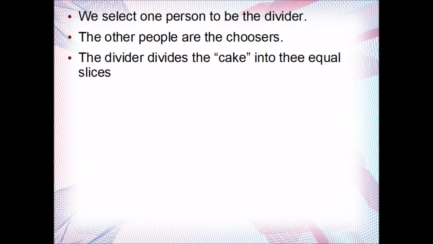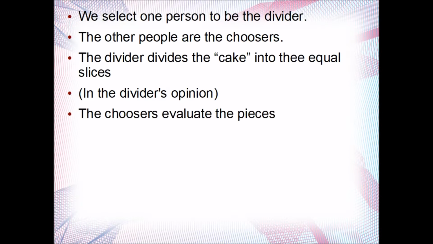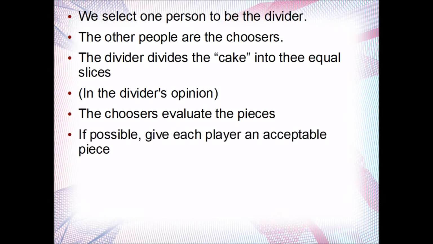If you need to distinguish between them, you could call them chooser 1 and chooser 2, or just call them by their names. The divider takes the cake and divides it into 3 equal slices, in the divider's opinion, because just like in divide and choose with 2 players, the divider has no control over what piece he or she is going to get. So they need to make sure that all of the pieces are acceptable to them. Anyway, after the cake is cut, the choosers evaluate the pieces. And then, if it is possible, we will give each player an acceptable piece, and we have made our division.